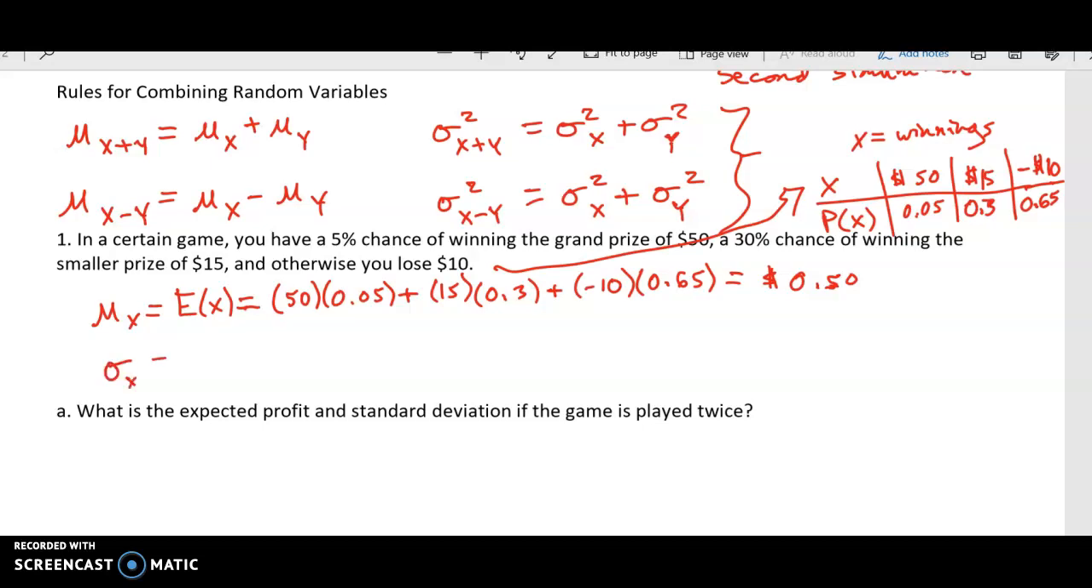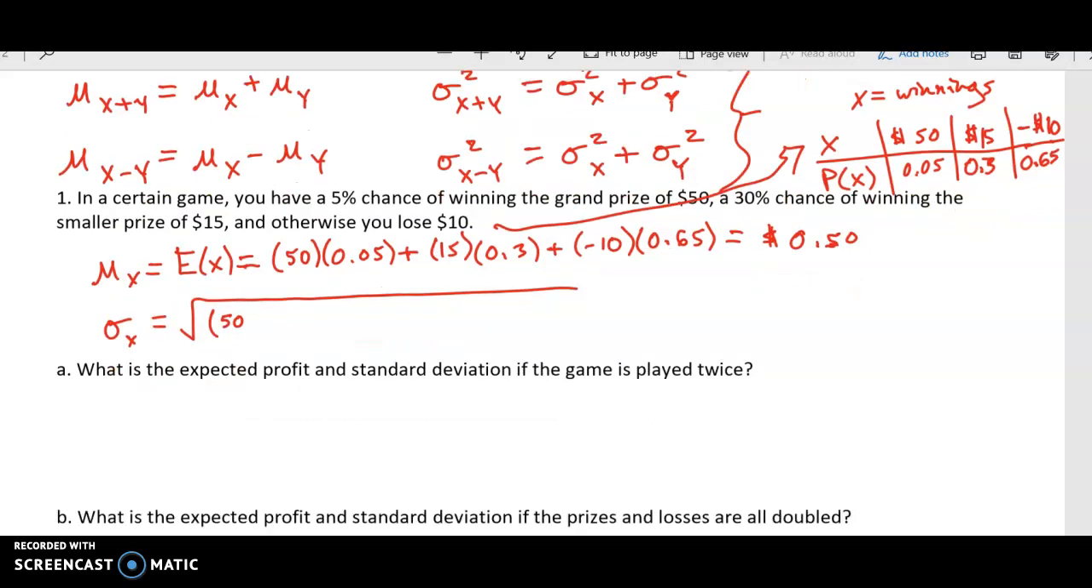What about the standard deviation? It's the square root of the difference of the first one and our, let's go 0.5 for our expected value, just so we don't have to write as many characters. We're going to square that and we're going to multiply it by its probability.